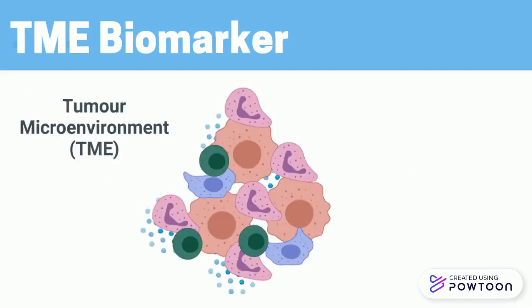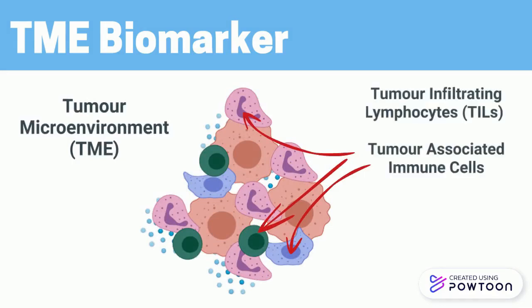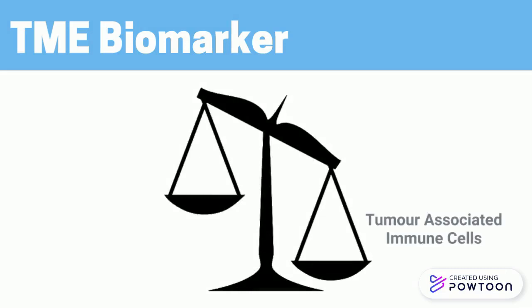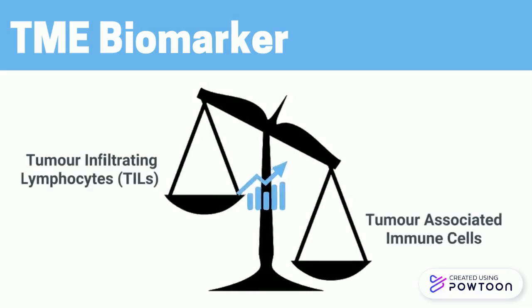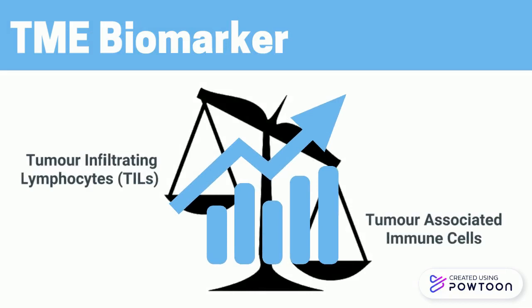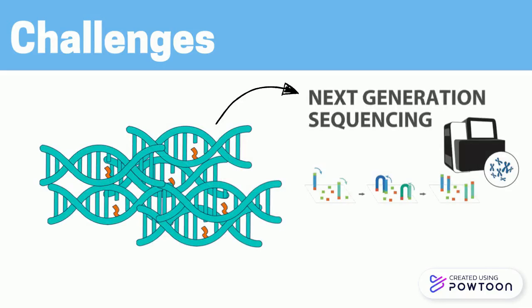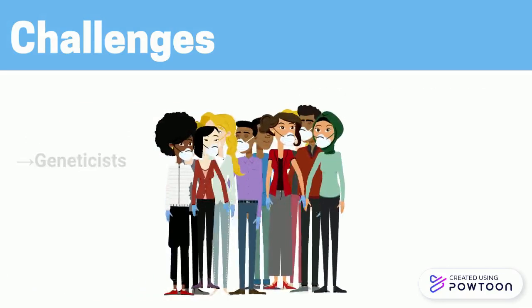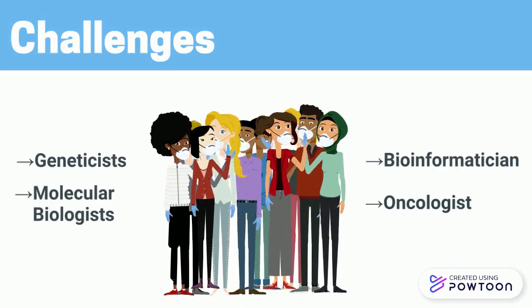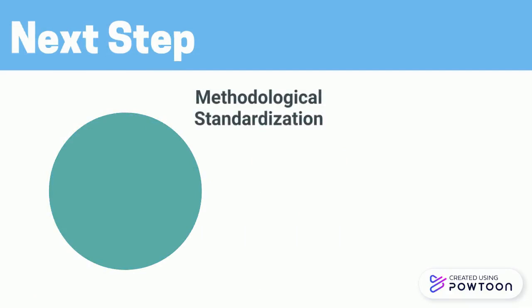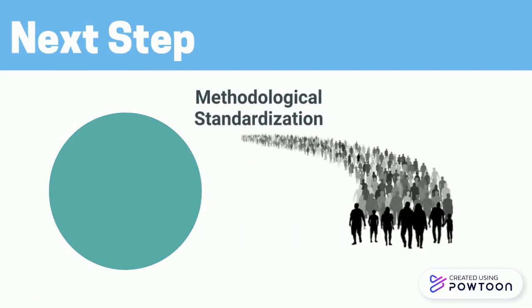Tumor microenvironment changes are predicted as prognostic factors correlated with immunological activities involving tumor-infiltrating lymphocytes and tumor-associated immune cells. The localization and density of tumor-infiltrating lymphocytes have actually been shown to be a strong prognostic indicator for selection of responsive patients. Highly sensitive next-generation sequencing is needed to identify genomic mutations, and multidisciplinary teams of expert geneticists, molecular biologists, bioinformaticians, and oncologists will be needed. A consensus on methodological standardization must be reached, and the effects must be studied in large populations.